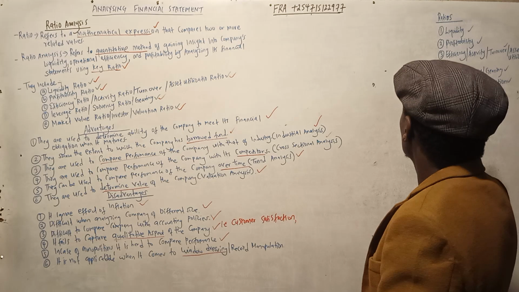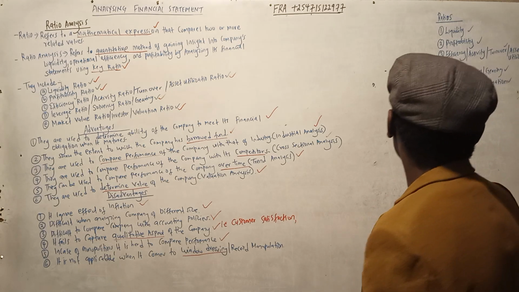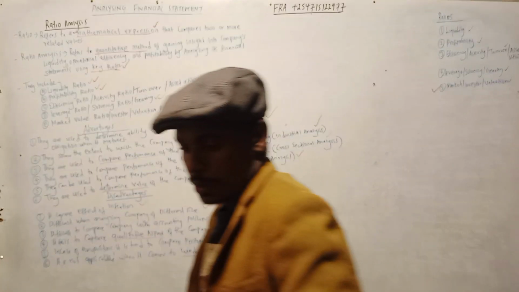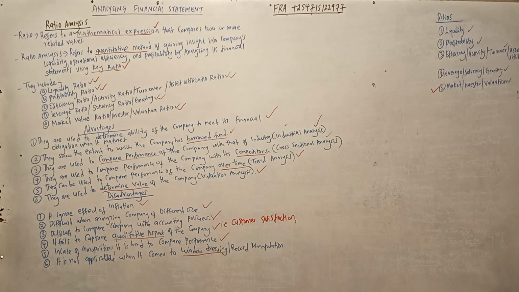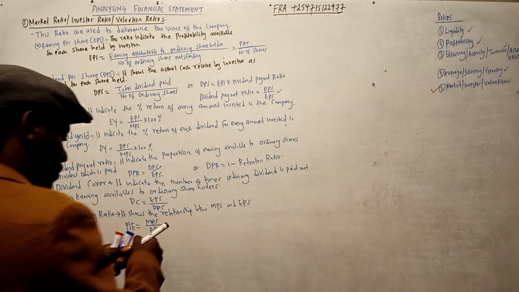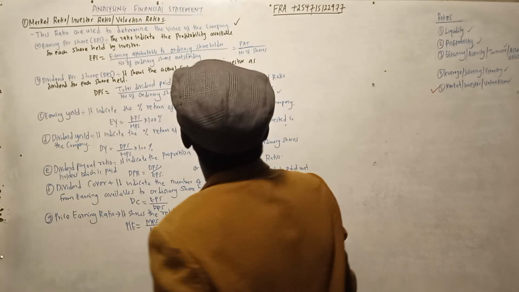So let's start with number 5. Let us start with the valuation ratios or the investor ratios. Let us start with the first one, the market ratio. We call it the market ratio, investor ratio or valuation ratio. This ratio is used to determine the value of the company.